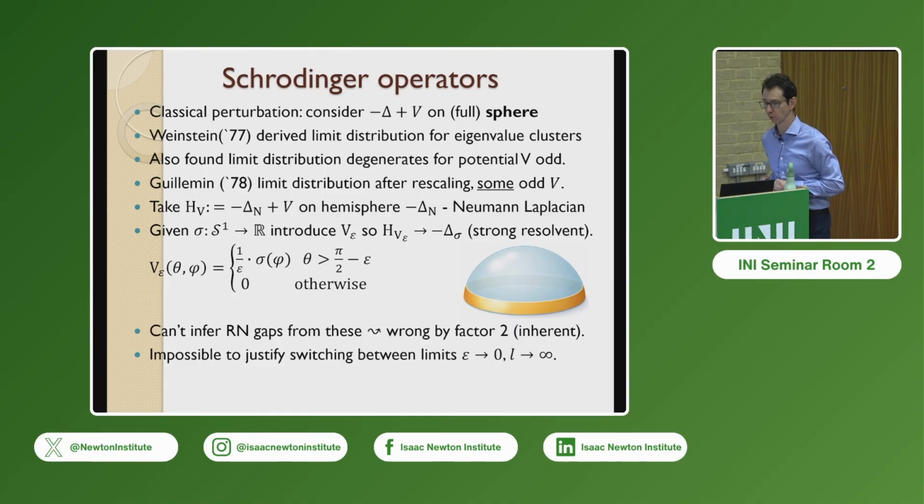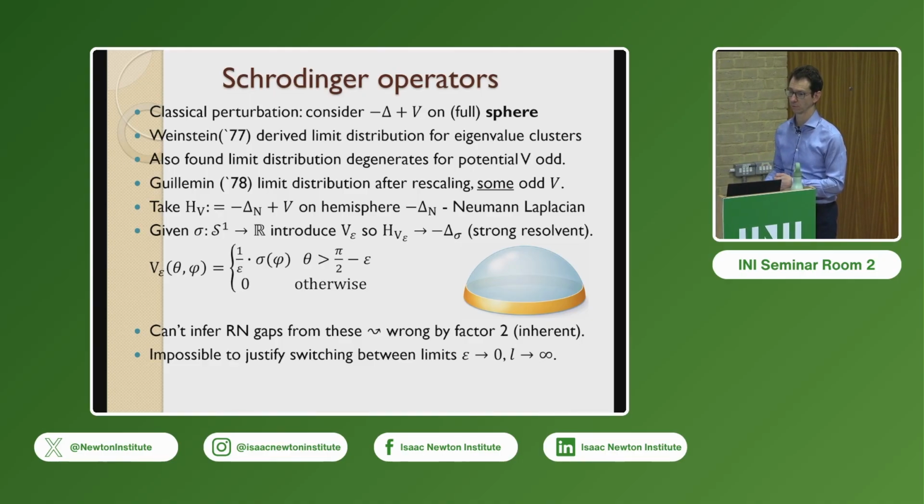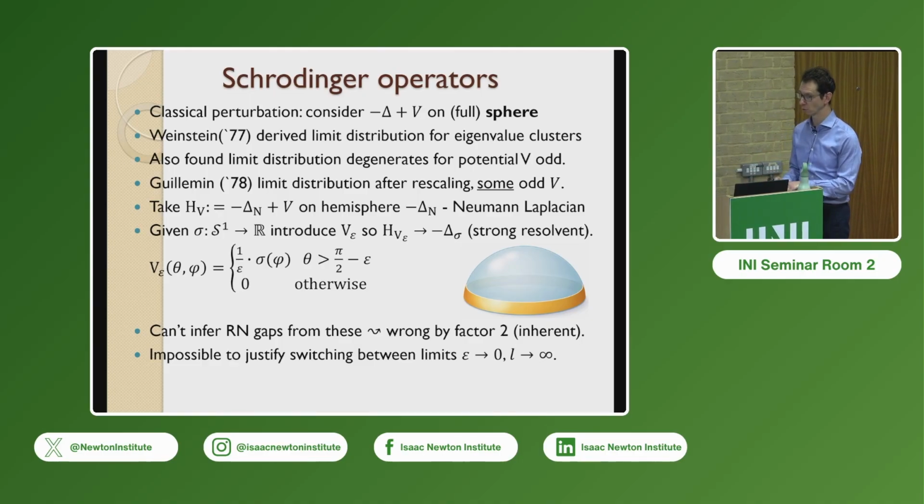And it's impossible to justify switching of the limits. In this case, this is epsilon that designates the width of the strip. And L, this is the energy to infinity. Epsilon is supposed to vanish. So in our case, we first take epsilon to 0 and L to infinity next. And in the classical literature, they first take L to infinity and then epsilon to 0. The limits do not coincide.